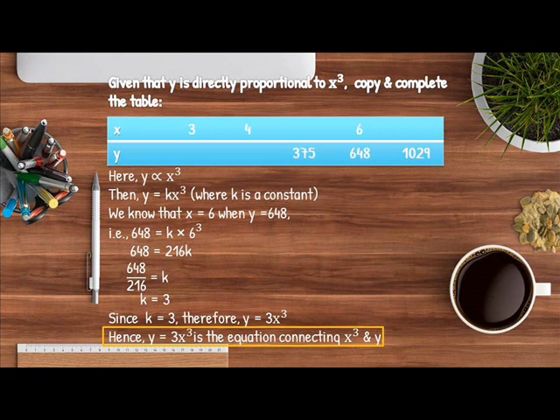As we need to find the value of k, we will isolate k by transposing 216 to the left hand side, where it will be divided. So we have 648 divided by 216, that equals 3. So the value of k is found to be 3. Now our equation y equals k x cube becomes y equals 3x cube. This is the equation connecting x cube and y, and we have found this equation so that we can use this equation to find the other unknown values.